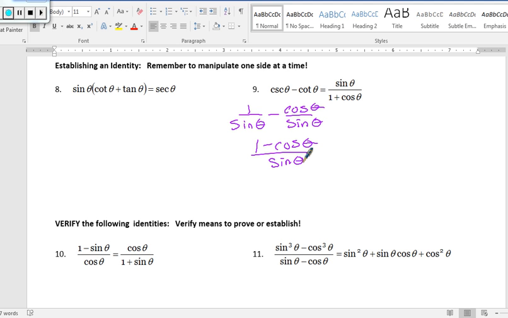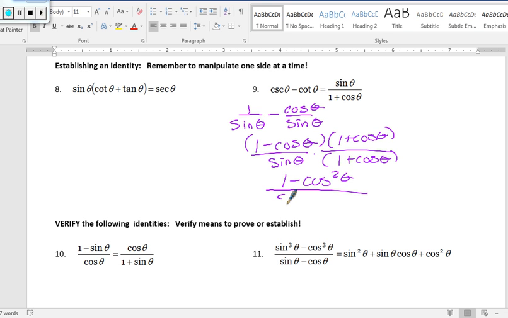I'm not quite at the place I want to be. I do notice I need to get this 1 plus cosine theta into the denominator, which is the conjugate to 1 minus cosine theta. So I'm going to give that a try. I'm going to multiply both top and bottom by 1 plus cosine theta, because that's going to get that into the denominator for me. Since these are conjugates, we're going to wind up with 1 minus cosine squared theta over sine theta times 1 plus cosine theta. It's looking closer to what I need.